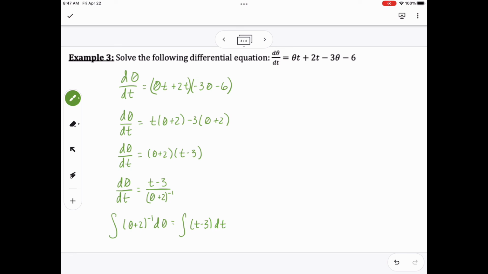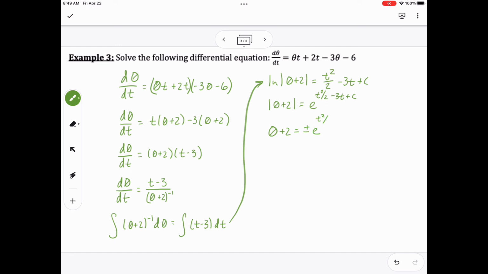For theta plus 2, that'll be the ln of the absolute value of theta plus 2. The other side is t squared divided by 2 minus 3t plus c. Then changing it to exponential form moves it all up. Changing the plus or minus to get rid of the absolute value sign, and then subtracting 2 gets me my final answer. Okay? All right, have fun.